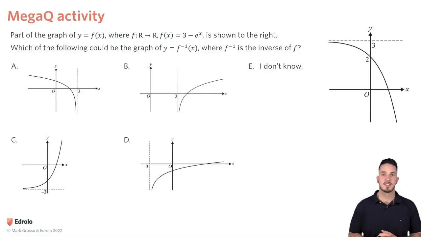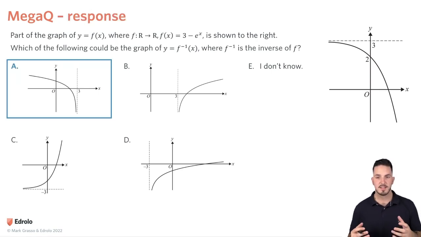So in this mega question activity, we're looking to put it all together, and this one is fairly common to see on the end of year exam. It was actually in the 2013 VCAA exam 2 multiple choice section. So we have part of the graph of y equals f of x, where f is defined for all real values, and f of x is equal to 3 minus e to the x is shown to the right. Which of the following could be the graph of its inverse?